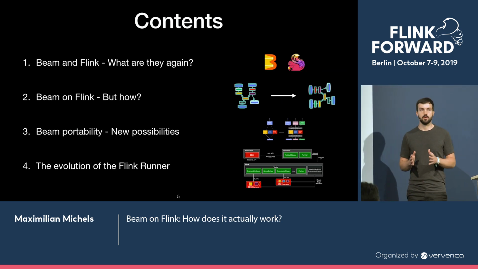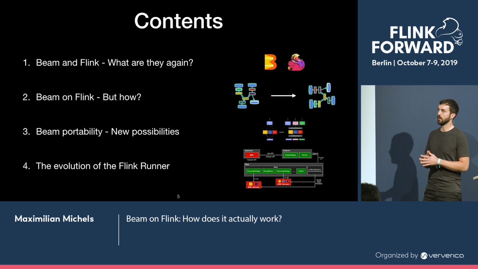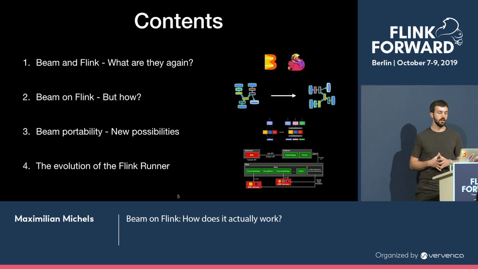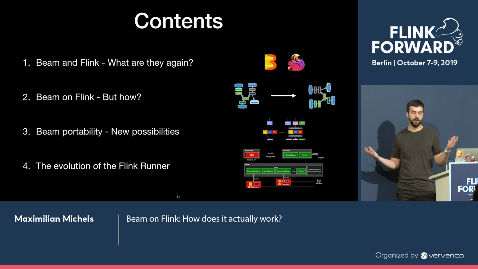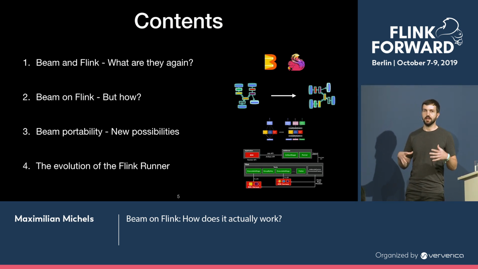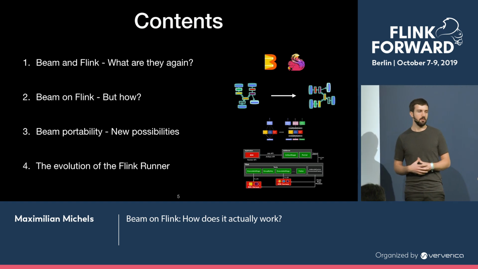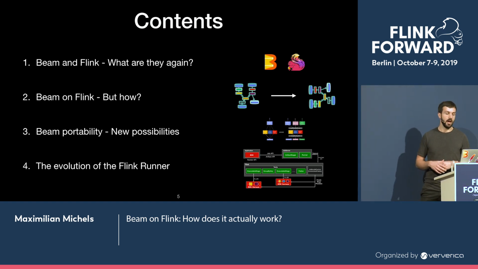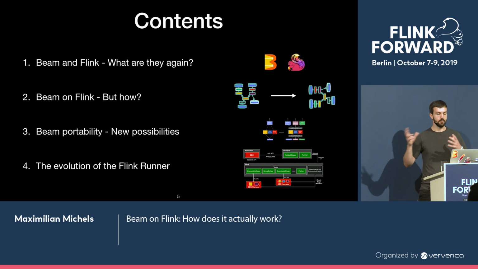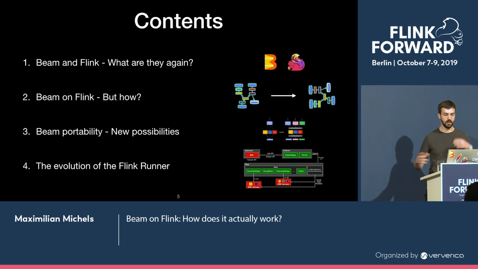So what are we going to talk about today? What are we going to learn? This is basically divided into 4 chapters. The first one is Beam and Flink. What are they again? You might think you know what Flink is. Maybe you don't know exactly how Beam works or what Beam is. We're just going to recap and take a different perspective on how these things are different and work together.